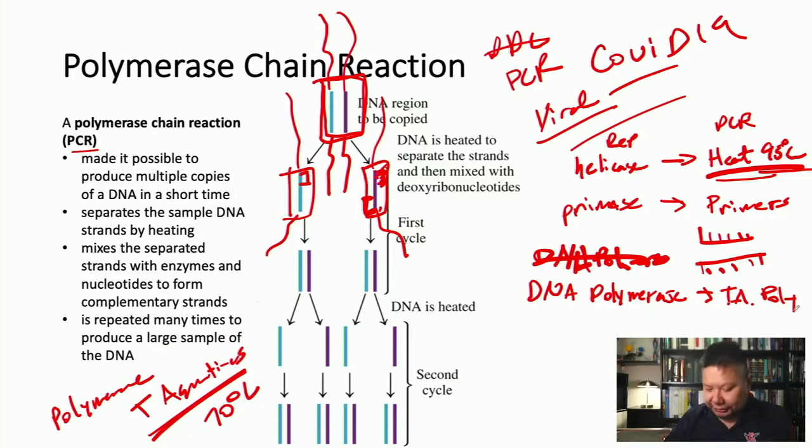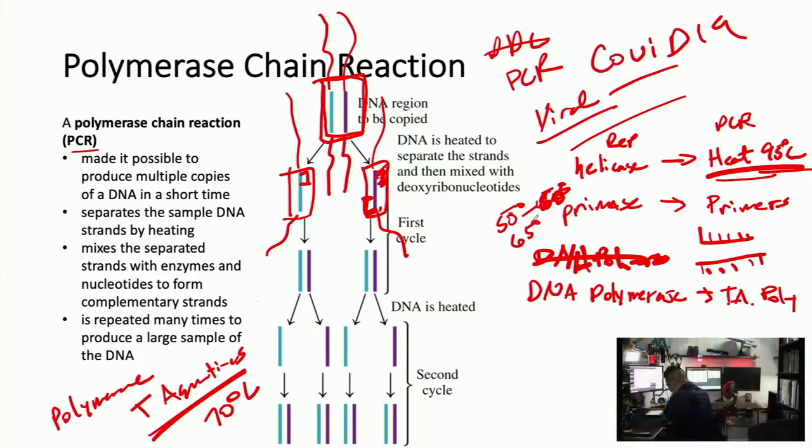And each of these happen at different temperatures, right? The priming step happens at like anywhere between 50 and 65 degrees, right? My Apple Pencil is just not working today. 65 degrees. And the polymerase part happens at like about 72 degrees, right? But that happens in PCR. Okay, the temperature is always the same in regular replication.